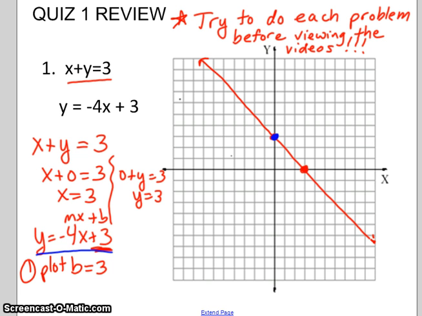Okay, and then for our second point, we're going to use the slope, which is negative 4, or negative 4 over 1. We're going to rise negative 4 and run 1 to the right. Alright, so in this case, negative 4 means go down 4. 1, 2, 3, 4, and run 1 to the right. There's our second point. Okay, we have our 2 points.